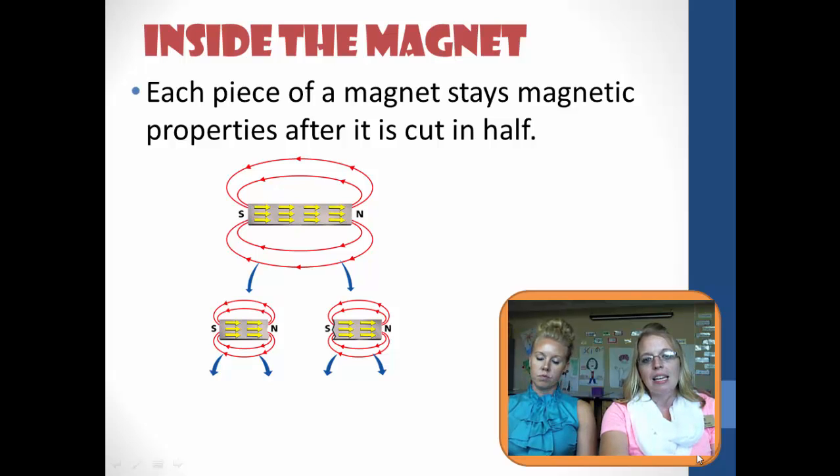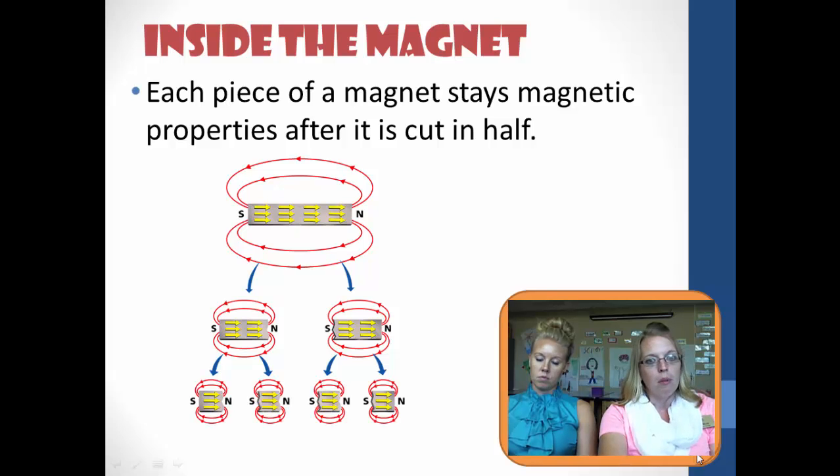If I break it again, because I'm really strong, totally am, if I break it again right here, each of those becomes a magnet too. So just think about it. Every time you break the magnet, there's still always a front and a back of the magnet. So you will always have a north and a south.